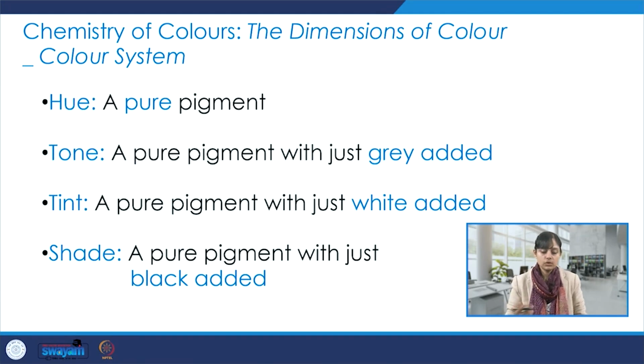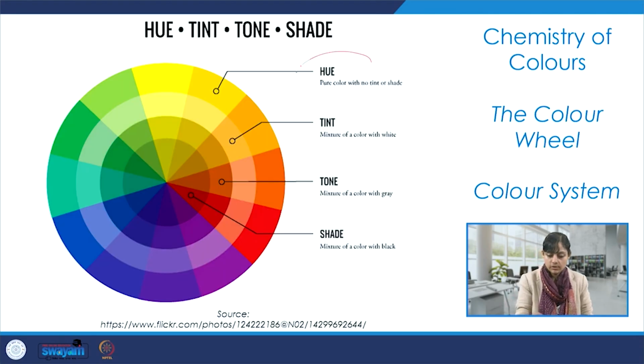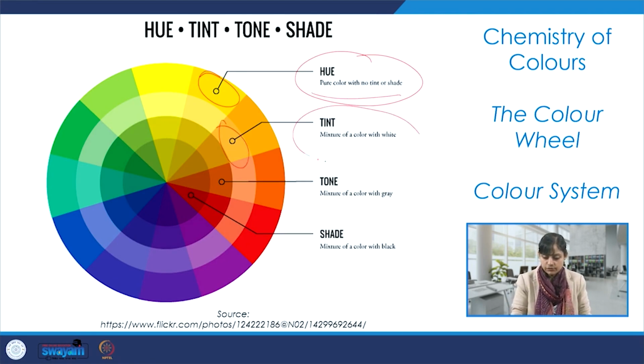So, if I have to give an overview, the hue is pure pigment. Tone is a pure pigment with just gray added. Tint is a pure pigment with just white added. And shade is the pure pigment with just black added. So here, if we look at the hue, this is the pure color. Tint is the mixture of color with white. For tone, we have added gray. And for the shade, we have added black.